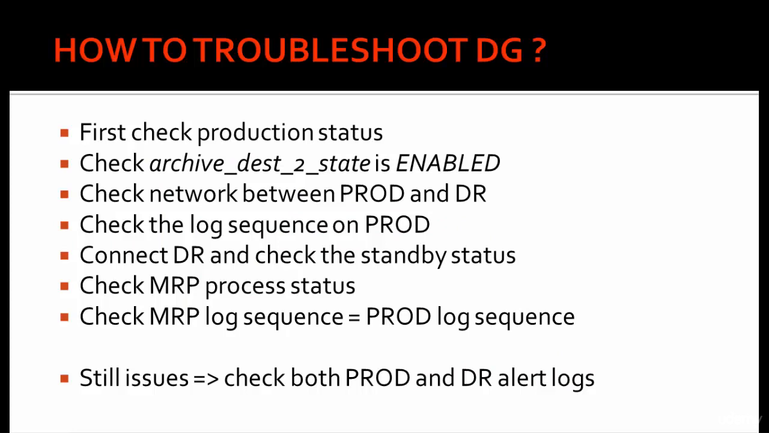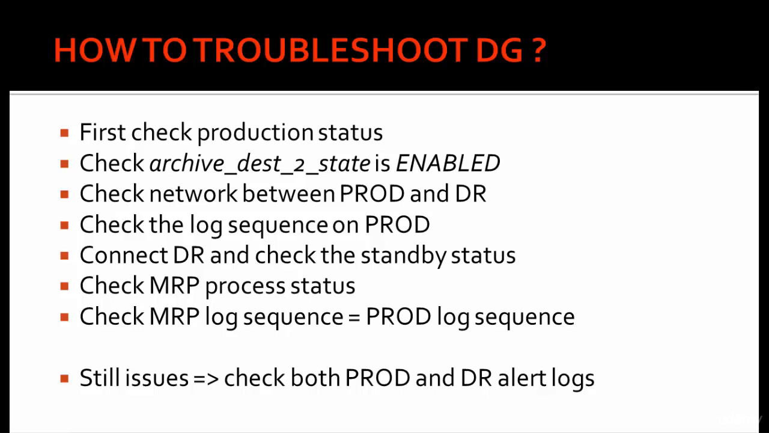Next, you need to check your archive destination state. It must be enabled. You need to perform this check on the production, because we have configured the archive destination to send archives from production to the DR server. Now if this archive dest state is disabled or it is set to defer, then definitely it won't be able to send the archives from production to the DR.